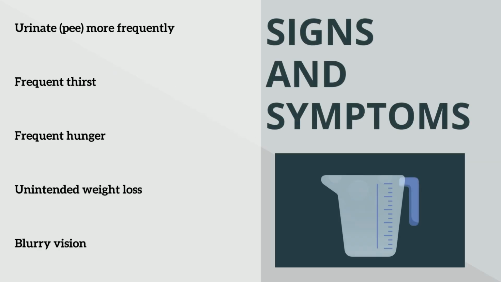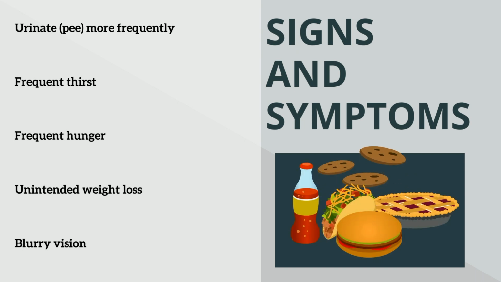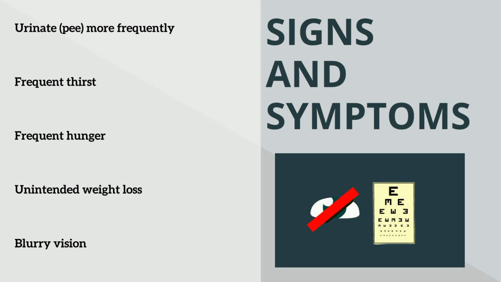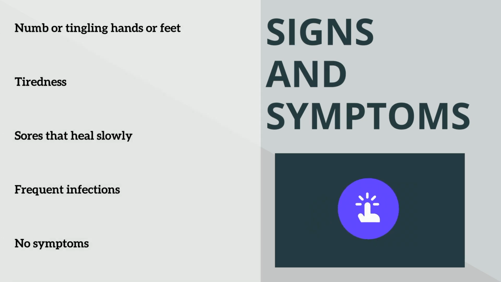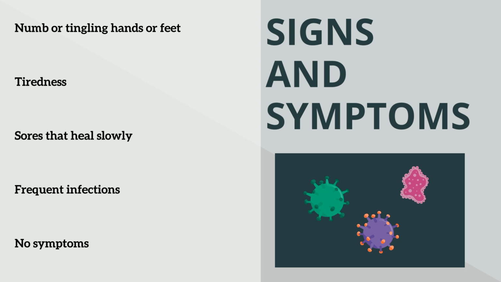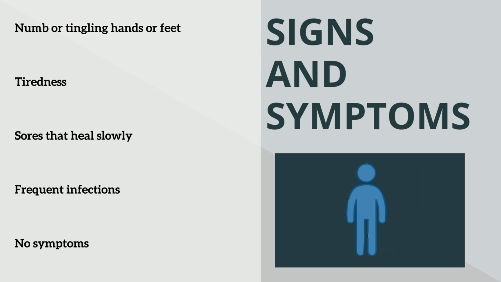Signs and symptoms include urinating or peeing more frequently, frequent thirst or frequent hunger, unintended weight loss, blurry vision, numb or tingling hands or feet, tiredness, sores that heal slowly, frequent infections, and sometimes no symptoms at all.